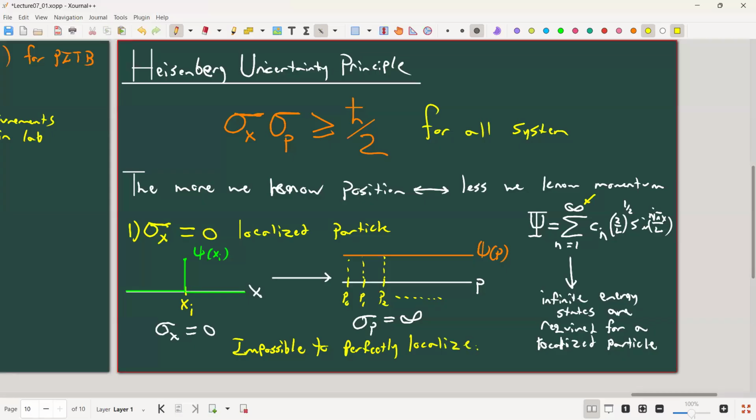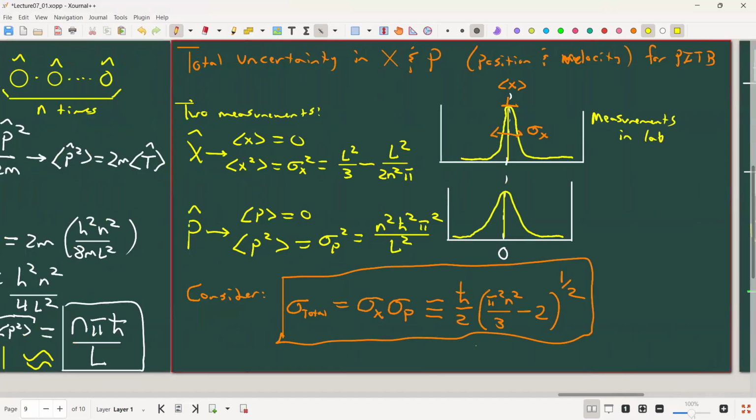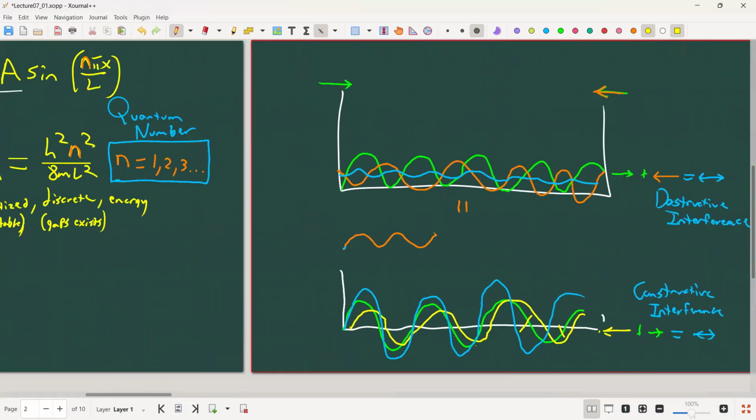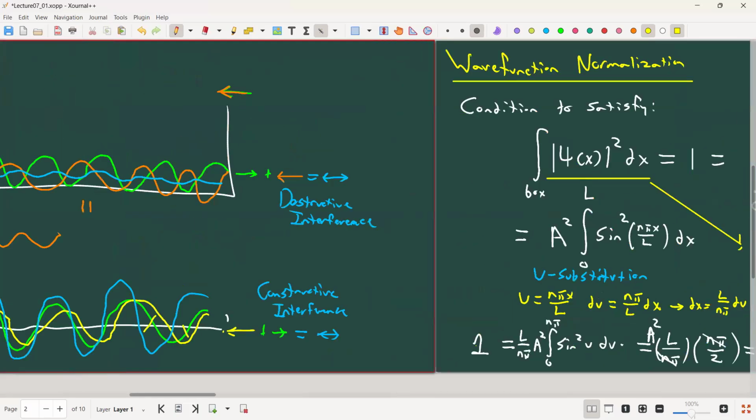All right, let's think about the other way, where you have a state of known momentum. What are the positions? We've already looked at this. So let me flip it, and let's go back a couple pages, and look at our wave functions for this system.